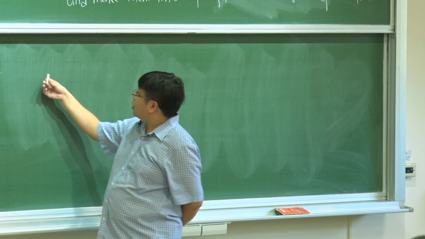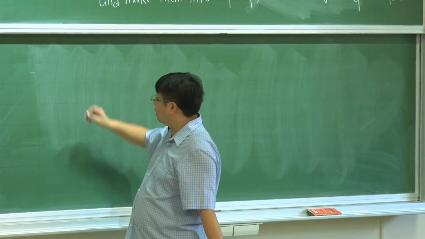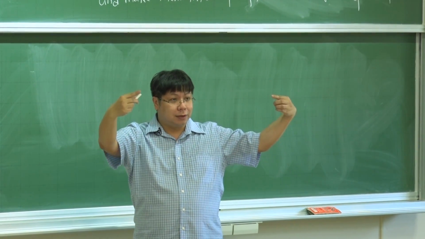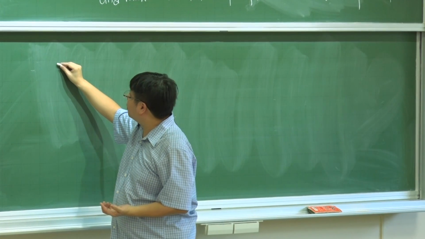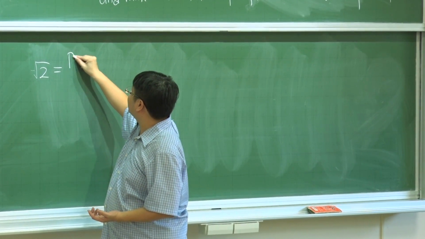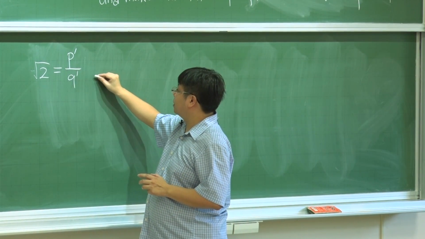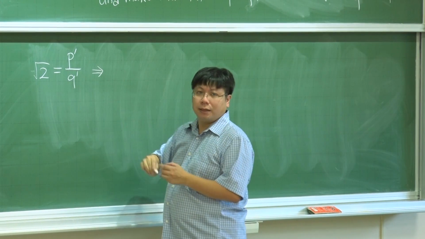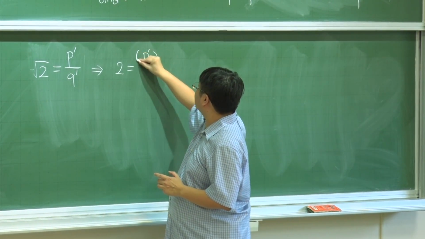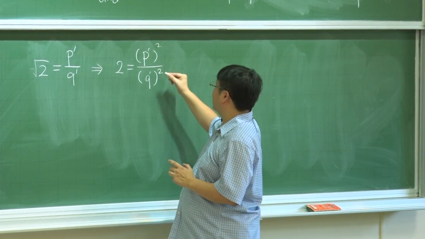So because square root 2 is equal to p prime over q prime, if we square both sides, they should be the same. Okay, so we will have what? We will have, let me copy it, square root 2 is equal to p prime over q prime. So this will give me 2 is equal to p prime square over q prime square.